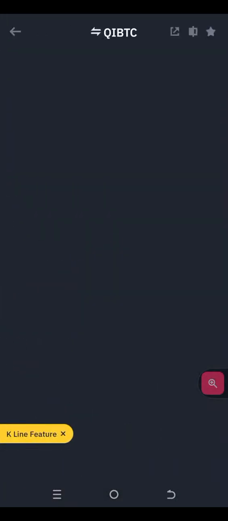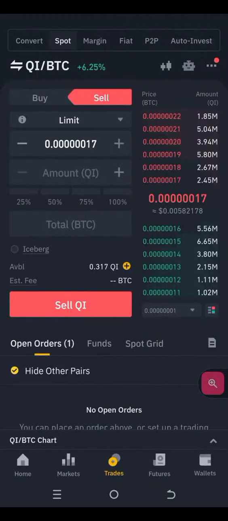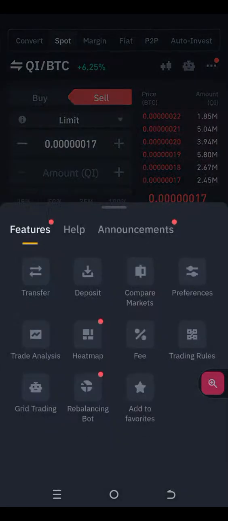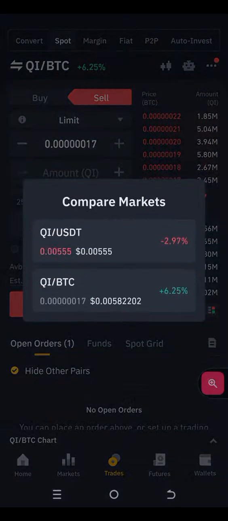So let's go ahead and check the compare markets. I want to show you something. Because this looks so good, looks like 4%, right? But really, it's not 4%. Let me show you why I'm saying that. For us to carry out this trade, we need to look at the order book, very, very importantly. So I'm going to go back into my QI USDT.